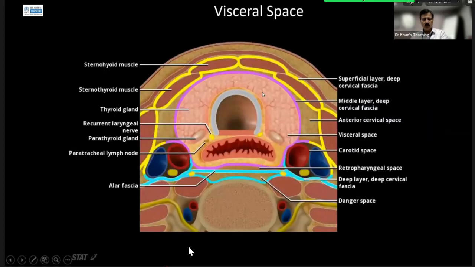So this is the thyroid gland, parathyroid gland. This is the trachea. This is the esophagus. These are muscles which are, look at the name, sternohyoid, sternothyroid. These are the muscles which are known as strap muscles.